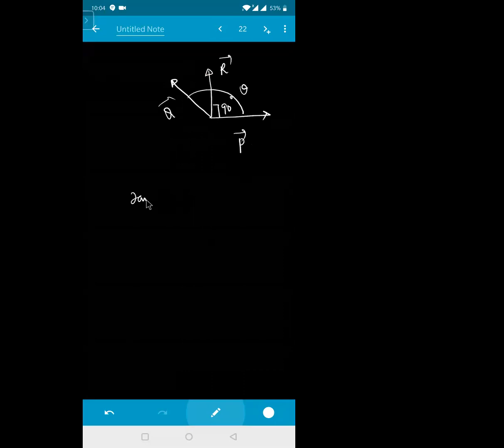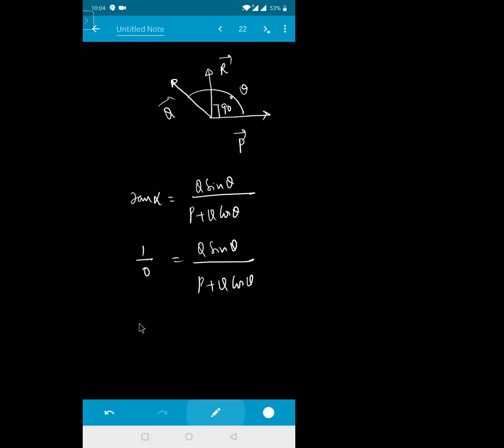Tan alpha equals q sin theta divided by p plus q cos theta. So tan alpha is tan 90, which is infinity, that is 1 by 0. That equals q sin theta divided by p plus q cos theta. That means p plus q cos theta equals 0. So p will be equal to minus q cos theta.